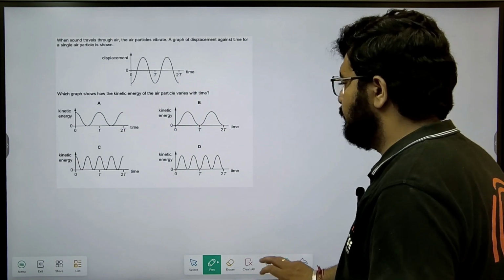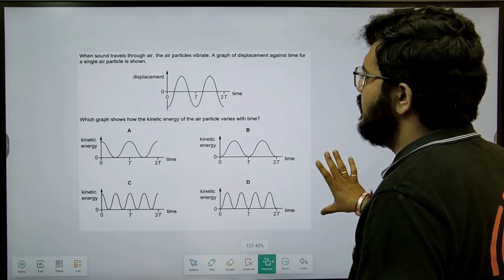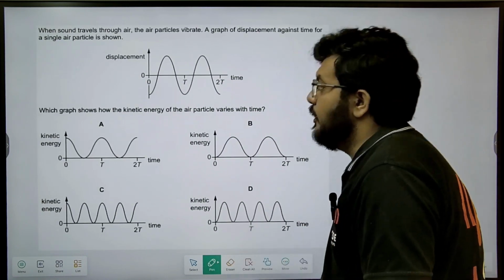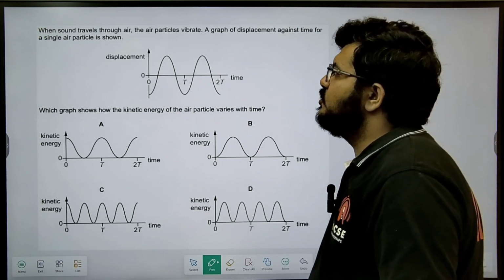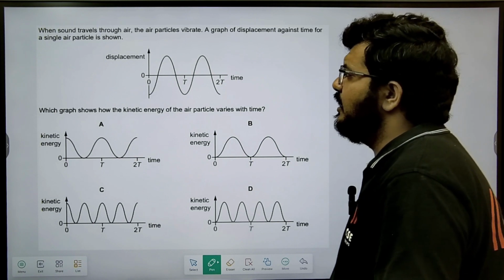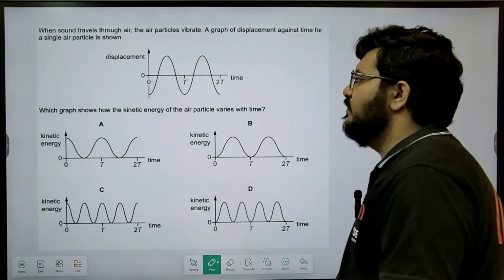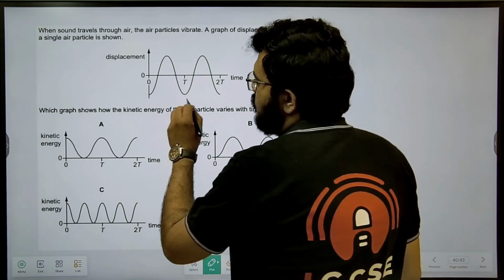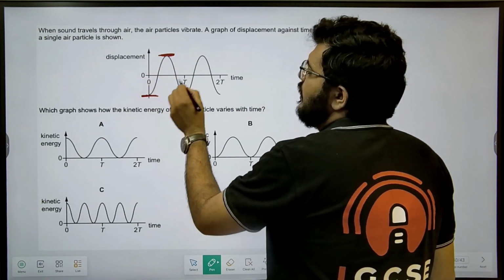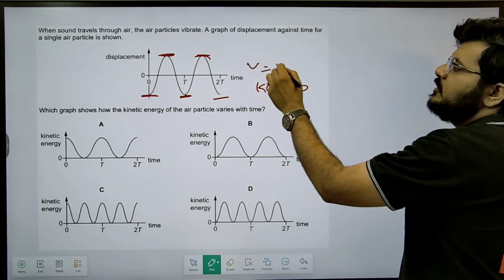Then we have, okay, this is also similar question to what we already did, but it takes into account another property. When sound travels through air, air particles vibrate. Graph of displacement against time for a single air particle is shown. Which graph shows how the kinetic energy of air particle varies with time? Okay, so first we need to understand that whenever the particles are at extreme positions, their kinetic energy is zero because their velocity is zero.